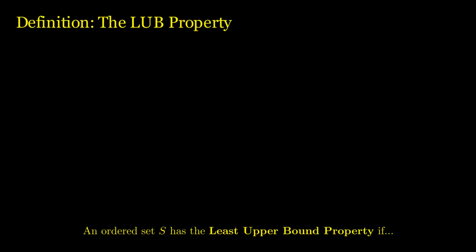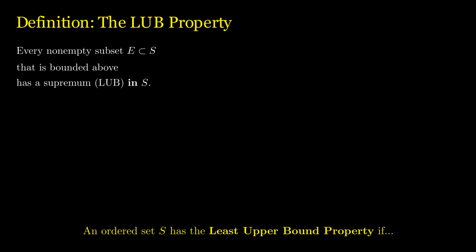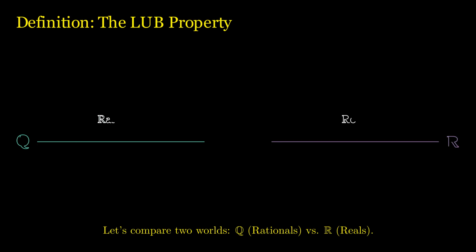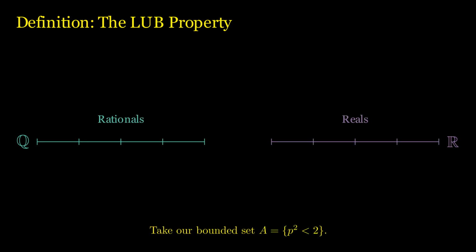We need a specific property to fix our number line. We call it the least upper bound property. The definition is strict. If a subset is non-empty and bounded above, its supremum must exist inside the parent set. It cannot be missing. Let's visualize the difference between a field that fails this property and one that satisfies it.